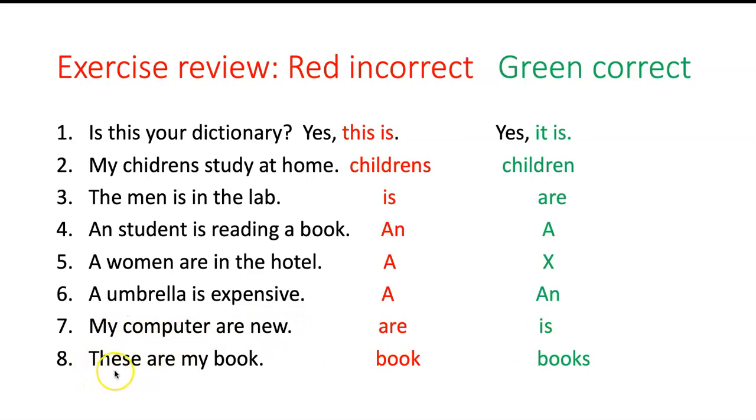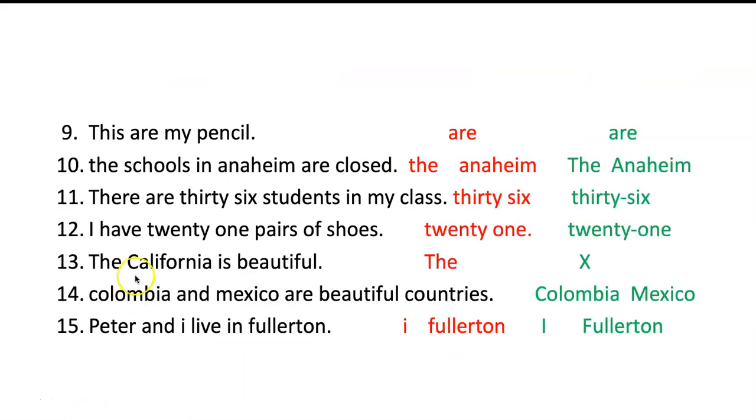Number 8. These are my book. What is wrong here is the noun book, because you have these. These are is for plural. So these are my books. This is wrong and this is correct, because you have these are, you need something plural here. Okay, we are going to continue with number 9.